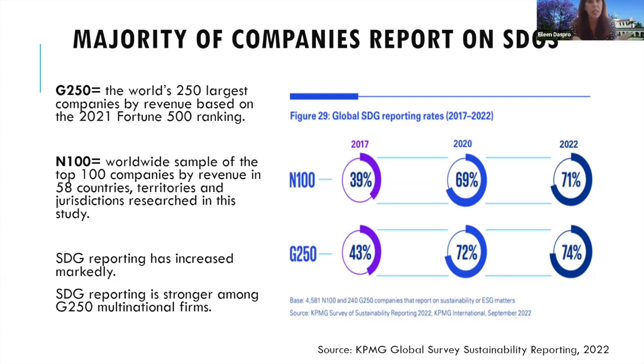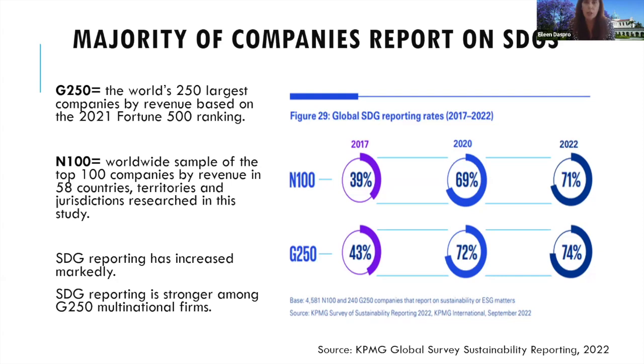And so you can see here that SDG reporting has increased markedly, right? I'm going to focus in on the G250. From 43% in 2017 to 74% in 2022. That is incredible. The recognition that there's this universal framework and that people should incorporate this framework into the reporting is really significant.